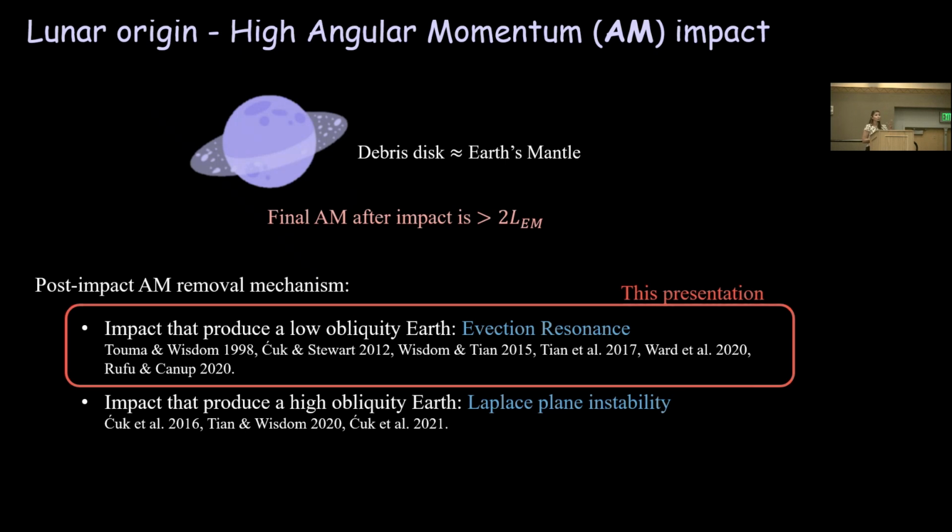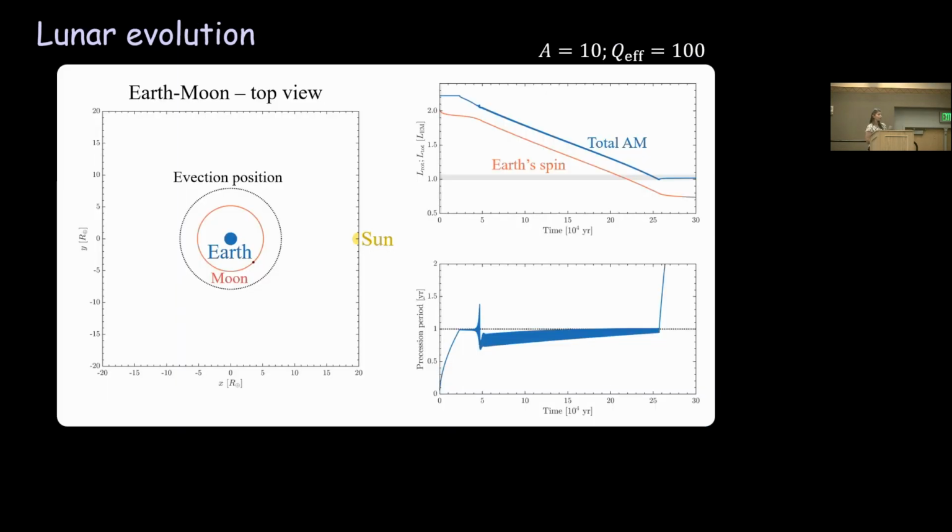This is because this resonance is the first one that is encountered, and the Laplace plane instability will be encountered when the moon is farther away from Earth. Okay, so what is the evection resonance? This is a resonance between the Earth, moon, and the sun, and it occurs when the precession period of the moon is exactly 1 year.